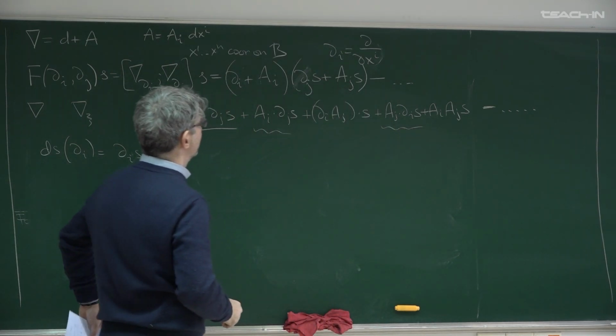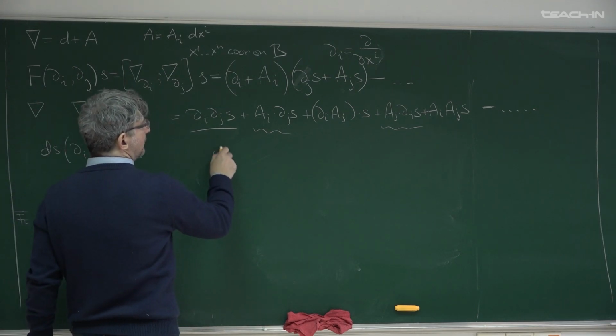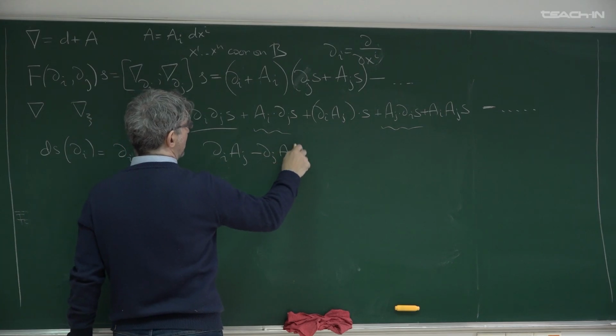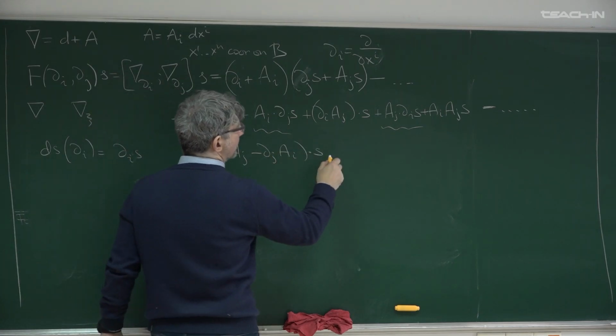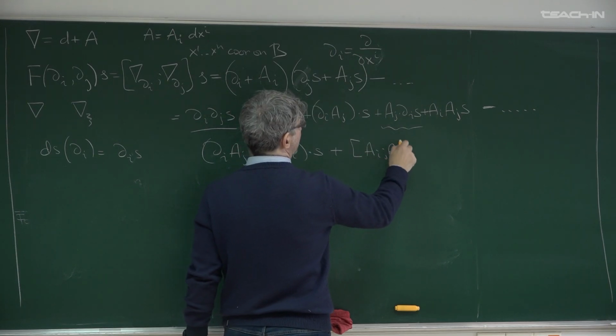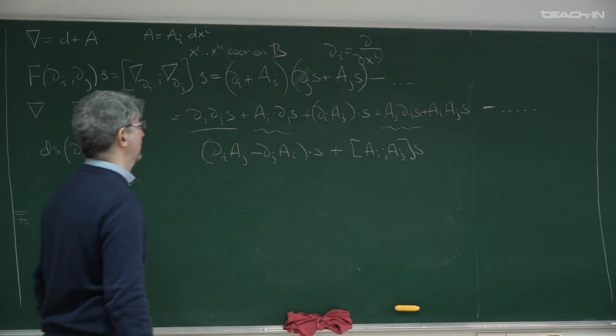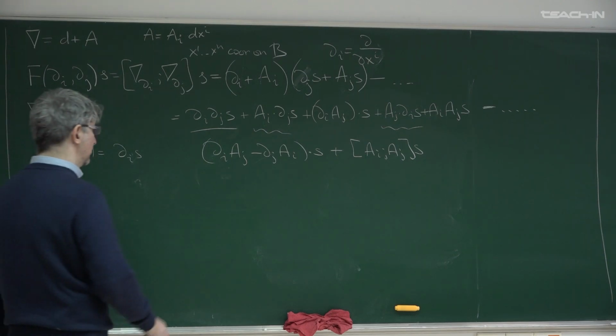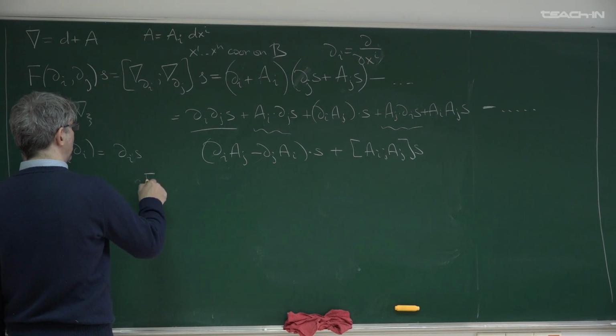What is left? We have left the following thing: d_i of A_j minus d_j of A_i times s plus the commutator of these two matrices applied to s. Okay, this is a very nice expression, but I want to make it much simpler. As I told you, this guy is a differential form. I calculated this differential form on a pair of basic vector fields. If I want to restore this form, what do I write? I write the following expression.